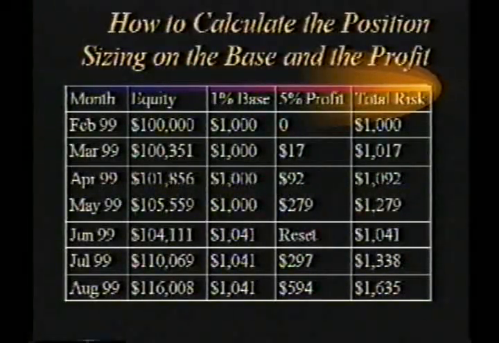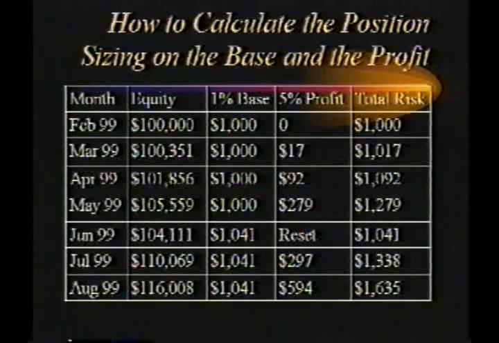In April, you now have $1,856 worth of profit. 5% of that is 92, so you're now risking $1,092 per position. So see how it's going up? It's going up faster than if you just risk 1%, which before would just be 1,018 here. In May, now you have $5,559 worth of profit. So you're risking, again, the $1,000 base and now $279 in profit.